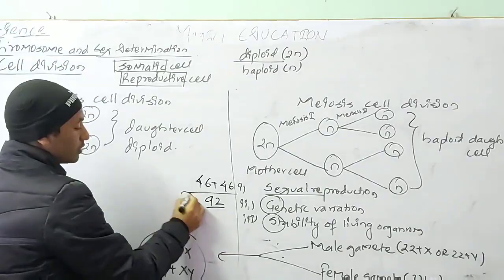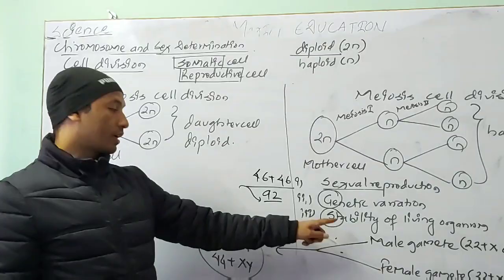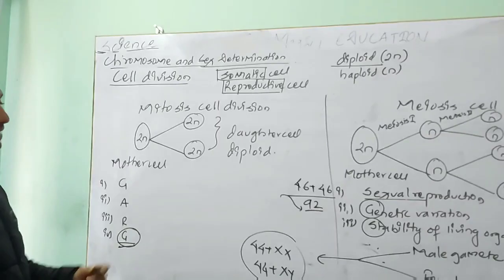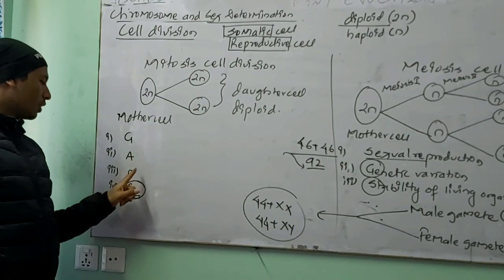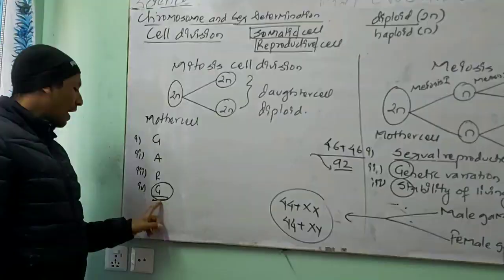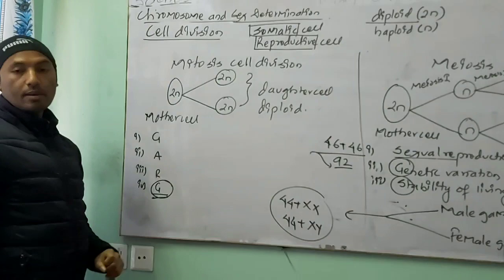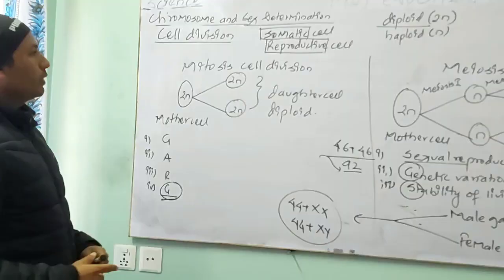So meiosis cell division gives the stability of living organism, genetic variation and sexual reproduction, while mitosis cell division gives growth, asexual reproduction, regeneration and replacement of cells, and genetic stability of living organism. Like this, we come to the end of this chapter, chromosome and sex determination.